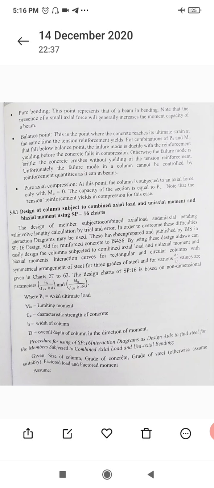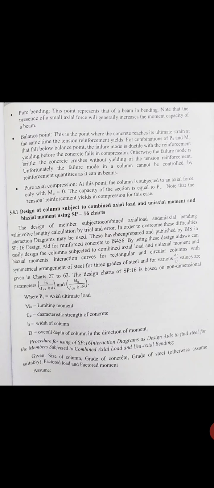For combinations of Pu and Mu that fail below the balance point, the failure mode is ductile, with the reinforcement yielding before the concrete fails in compression. Otherwise, the failure mode is brittle: the concrete crushes without yielding of the tension reinforcement. Unfortunately, the failure mode in columns cannot be controlled by the reinforcement quantities, unlike in beams. At pure axial compression, the column is subjected to axial force only, with Mu equal to 0, and the capacity of the section is equal to Pu. Note that the tension reinforcement yields in compression in this case.